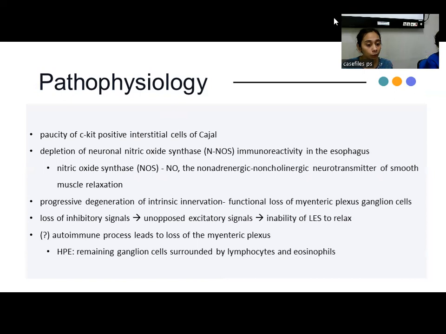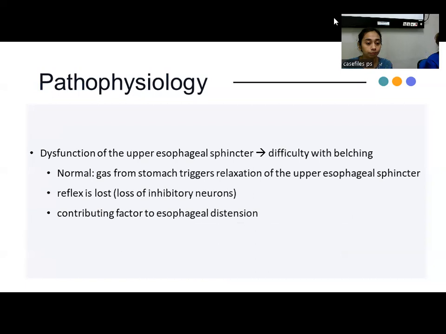A suspected autoimmune process may also lead to the loss of myenteric plexus, as in histopathology, many a times it is seen that the remaining ganglion cells are surrounded by lymphocytes and eosinophils.